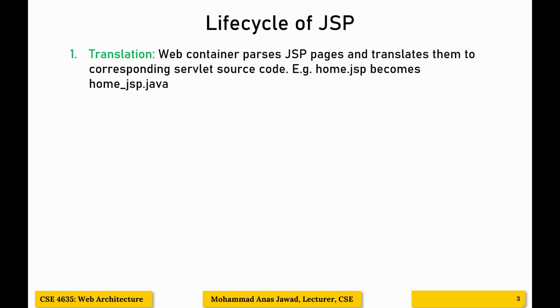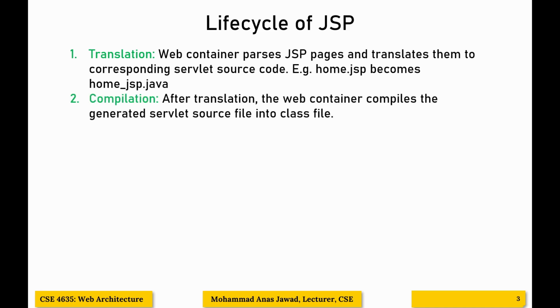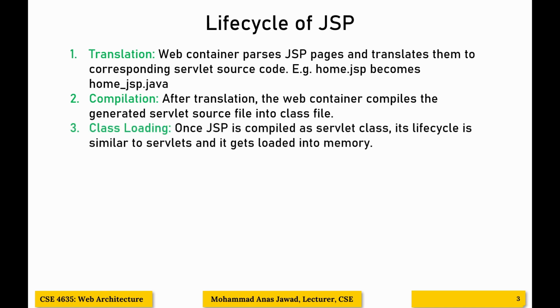The next phase in the lifecycle of JSP is the compilation phase. After translation, the web container simply compiles the generated servlet source file into a class file. After the class file has been generated, it will be loaded into memory, and its lifecycle, that is the lifecycle of a JSP page, will become similar to the lifecycle of a servlet.